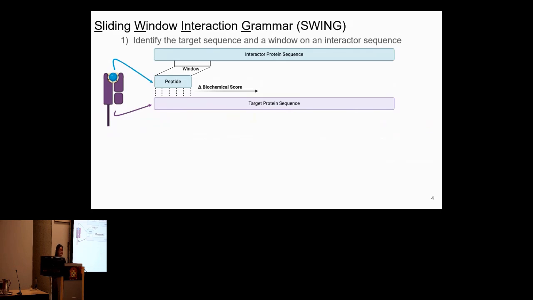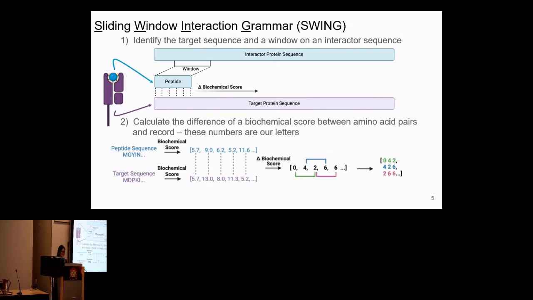In a more in-depth explanation of the language generation, the first step that we need to do is identify a target sequence and a window on an interactor sequence. Here I'll talk to you about an example of a receptor-peptide interaction, but I want to emphasize that you can use any two protein sequences, and I'll show you another example later where we do that. Here we'll identify our peptide as our window of interest, and then the receptor as our target protein sequence.